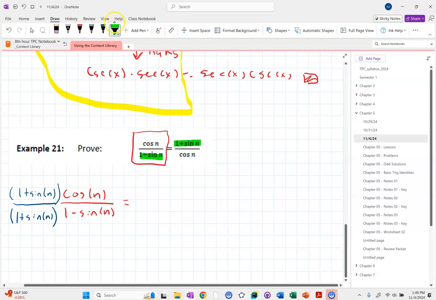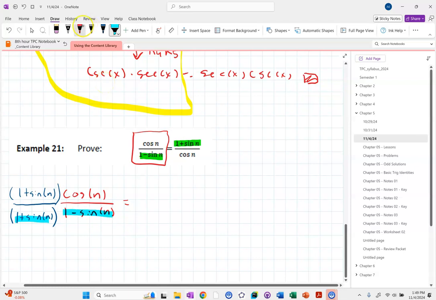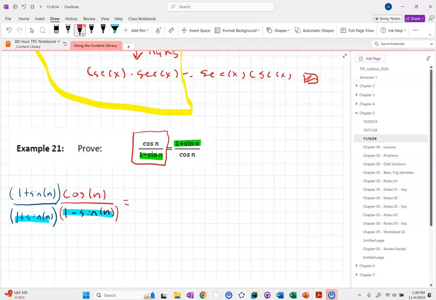And I feel even better about that because if I look at the denominator, that's that difference of two squares stuff going on there, which is usually a good thing to do. Is everybody okay with the reasoning there?